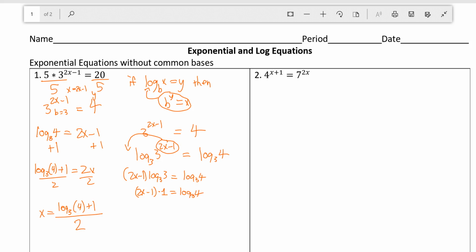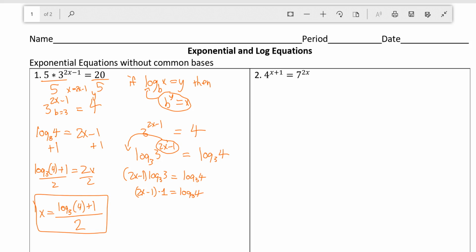As a decimal, I bet this would equal something close to a little bit more than 1, right? Because log base 3 of 4 is going to be a little bit more than 1, and then 1 plus 1 would be a little bit more than 2, and then 2 over 2, a little bit more than 1. But this is my exact, no rounding answer.